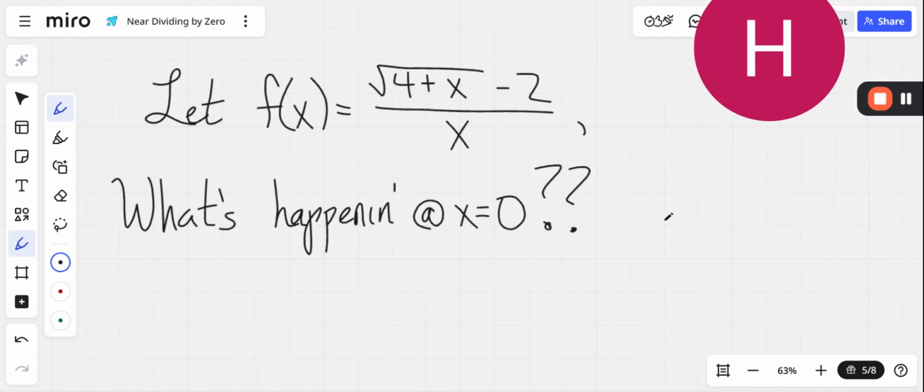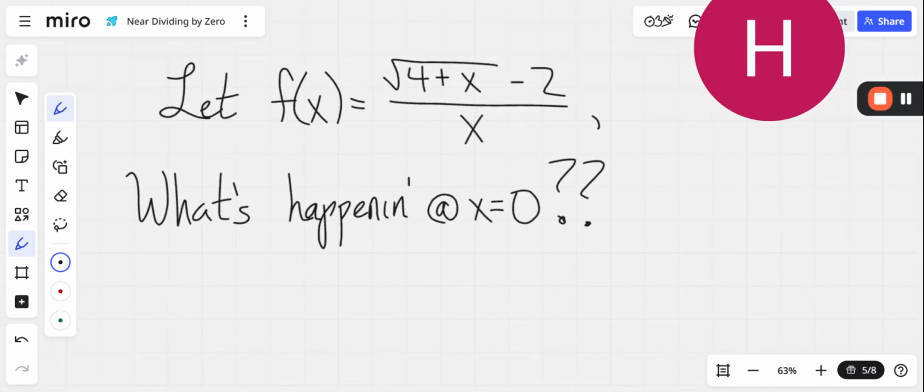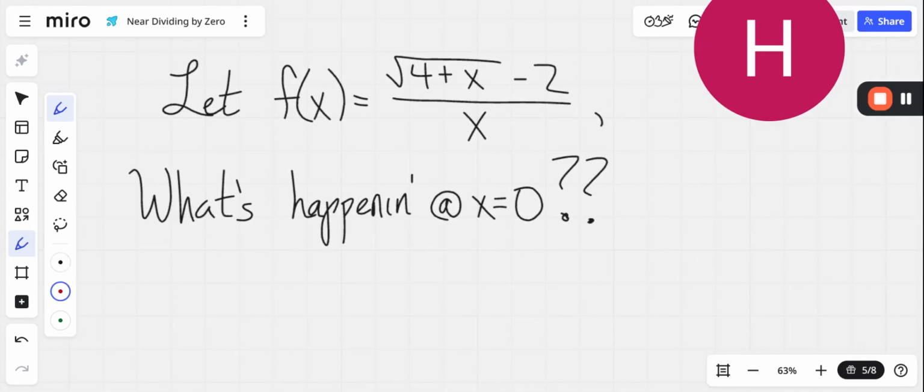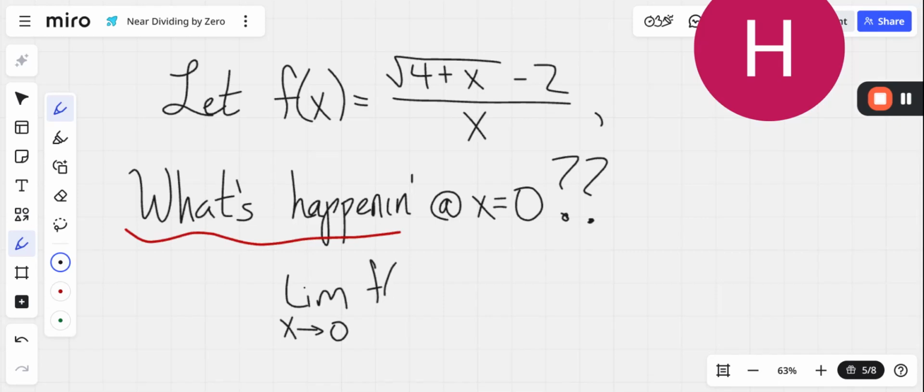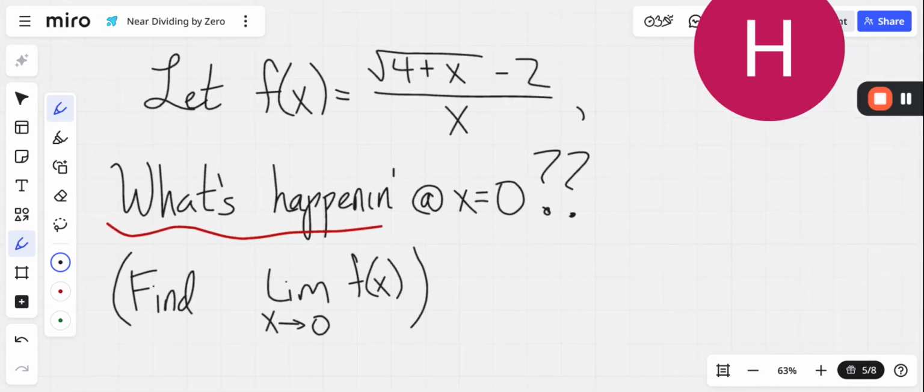If you're not familiar with how to phrase that question mathematically, because it's not very mathematically written, right? What's happening at x equals 0? That's not very mathy language. So what I'm really asking is, what is the limit as x goes to 0 of f of x? It's basically what the instructions are implying here. I want you to find out what's the deal with what's happening at x equals 0.